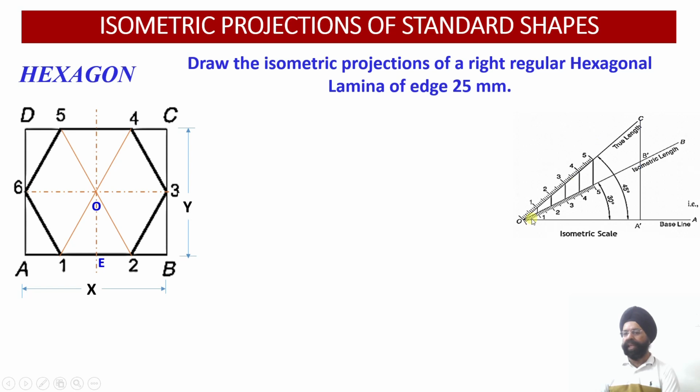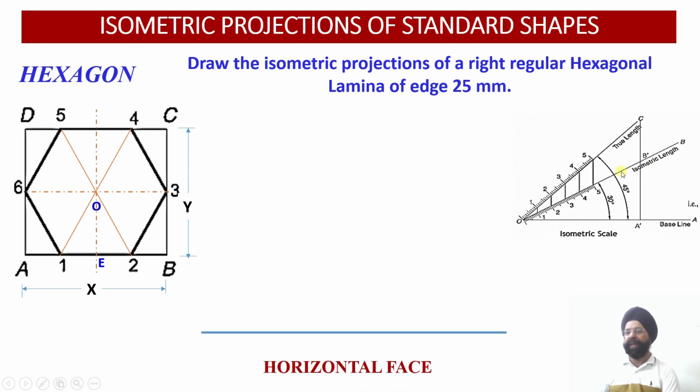So from the true length, you have to measure and evaluate the isometric length, and all the dimensions which will be marked in the isometric projections will correspond to the isometric length, corresponding to the true length which has been evaluated from this true geometric construction over there.